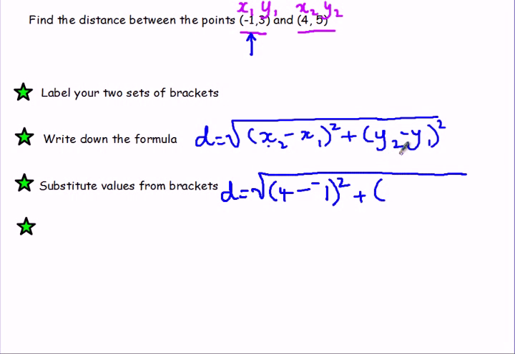Plus, let's get the two y values together. So the y from the second bracket is 5. The y from the first bracket is 3. And I square it. Then, the very last step is to calculate the distance.